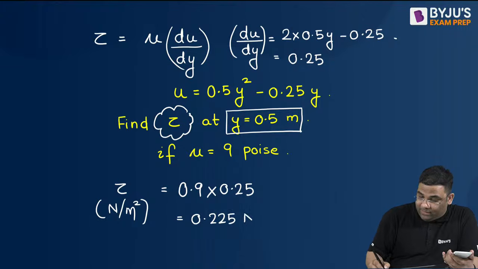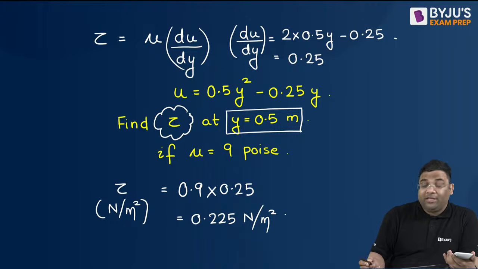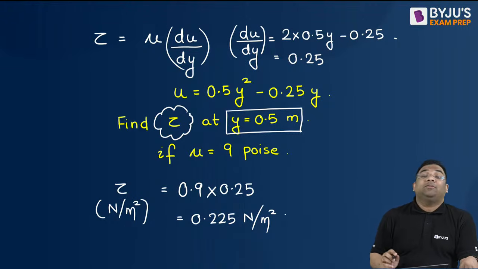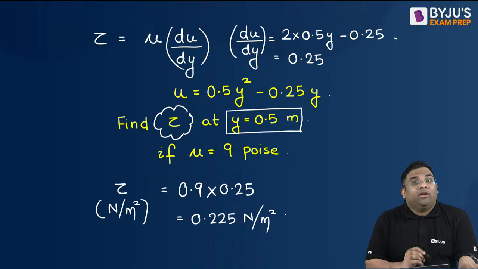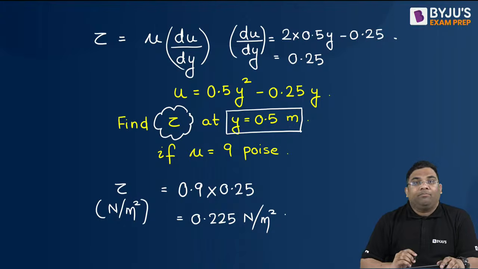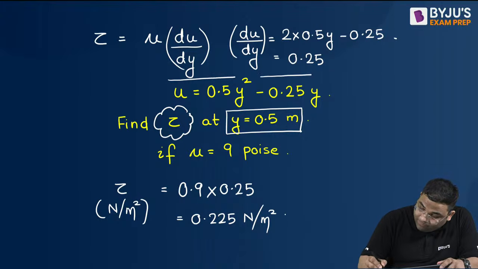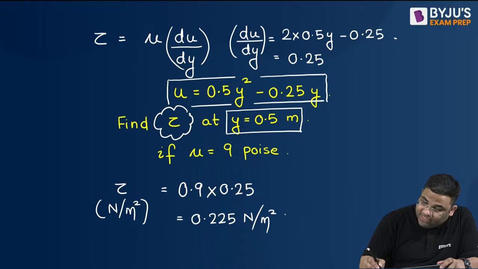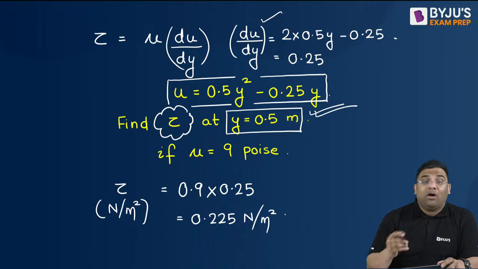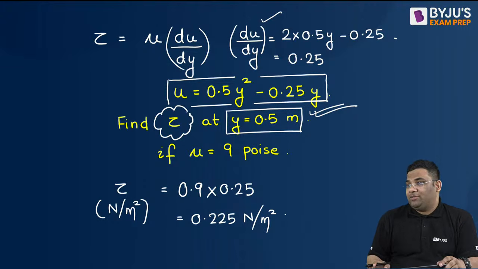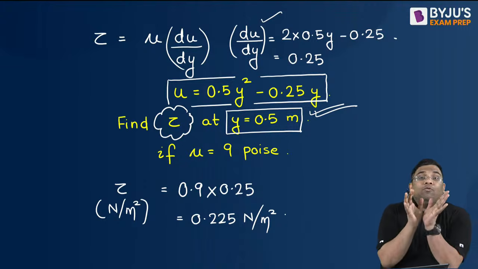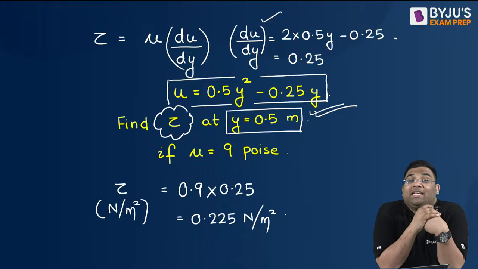0.225 Newton per meter square. So this is a potential 1 mark question which they can ask from your Newtonian law. They will give you any profile, see, I gave you this profile. They will give you some other function of u. You can differentiate it, then put the value of y at which they are asking for the shear stress. This is the most basic type of question which they can ask you.